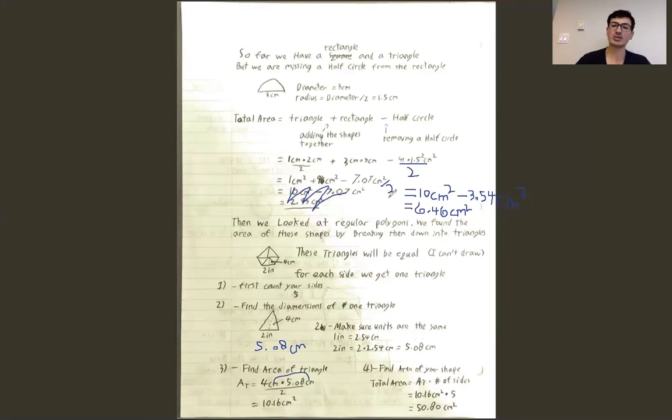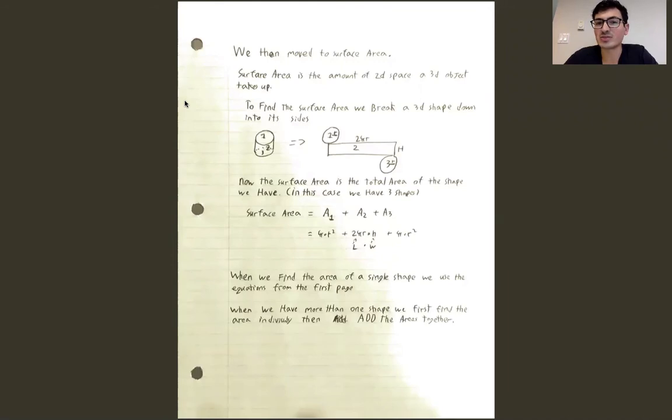Okay, so moving to the next page, we're going to have to erase this all. So moving into surface area. So surface area is a bit trickier because we're working with a 3-dimensional shape now, a shape that we would see as like 3-dimensional. So it has a length, width, and a depth.